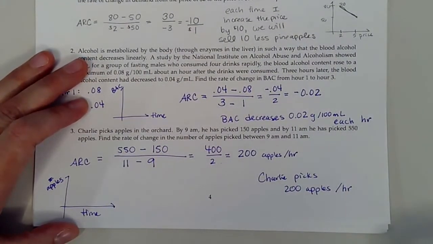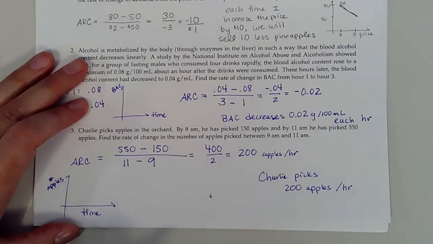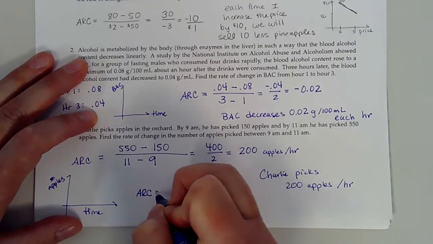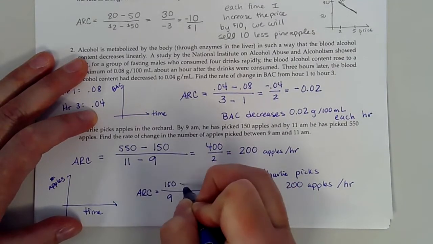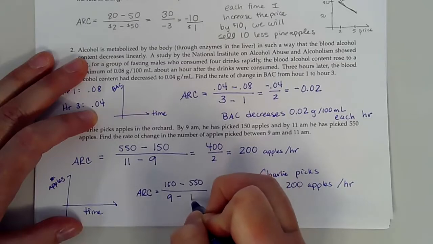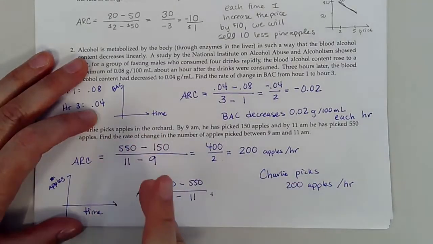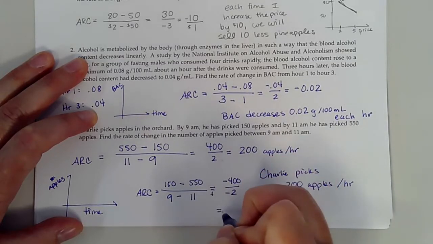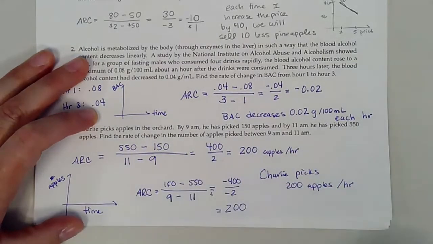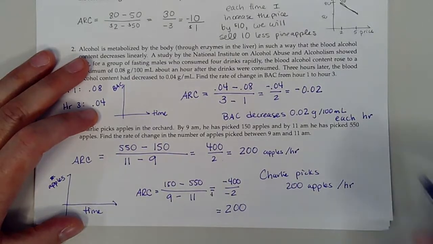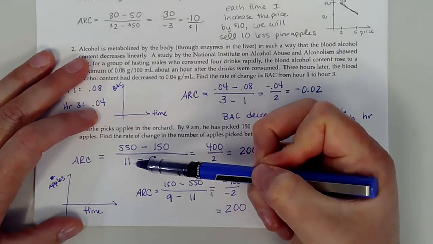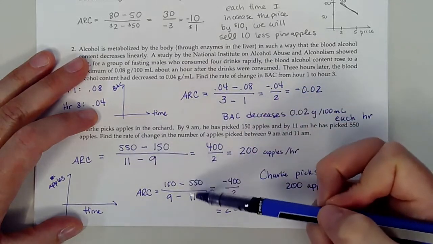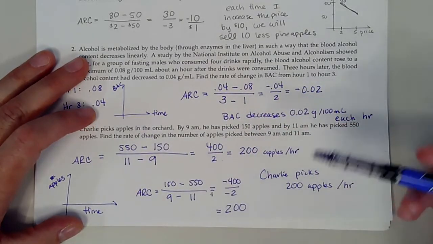And then just one thing to note, if you had decided to reverse these, so let's say you did the 9 a.m. time slot first, you would have 150 over 9, and then you would subtract the 550 and the 11. Okay, so you've just flipped those over. And you would get negative 400 over negative 2, which still gives you a positive 200. So it doesn't matter which order you subtract them in as long as those 2 points go together, so that the time and the number of apples are stacked on top of each other. Whether they're first or second in that subtraction doesn't matter. You'll still get the same result.